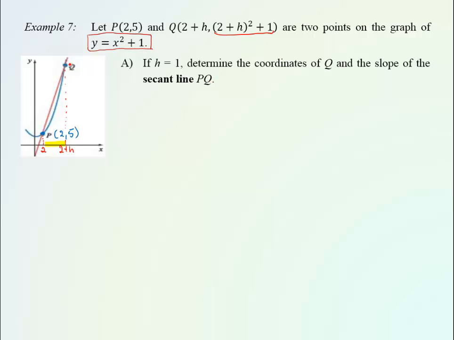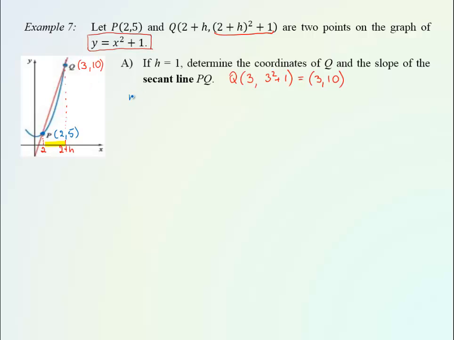So particularly if this Q has first coordinate 3, because it's 2 plus 1, what is the second coordinate? And what is the slope between PQ? So Q will have coordinates 3, and then plug in 1 here, so you have 2 plus 1 is 3 squared plus 1, which really is 3 and 10. Okay, so the second coordinate of Q is 10.